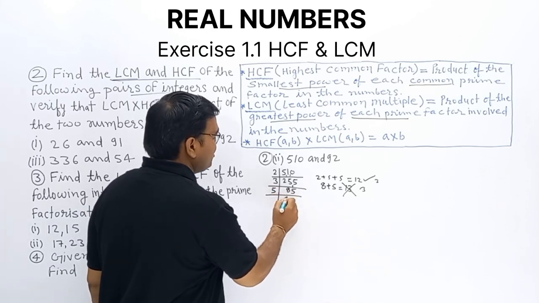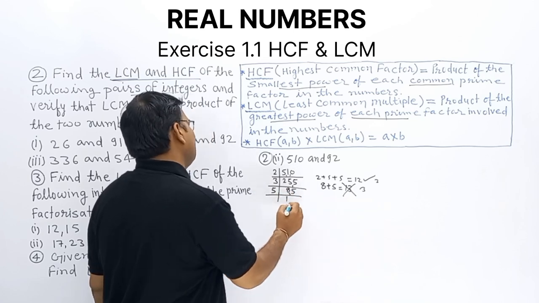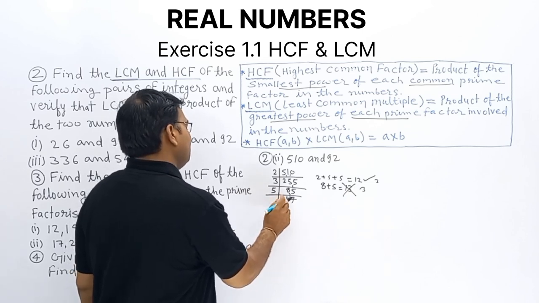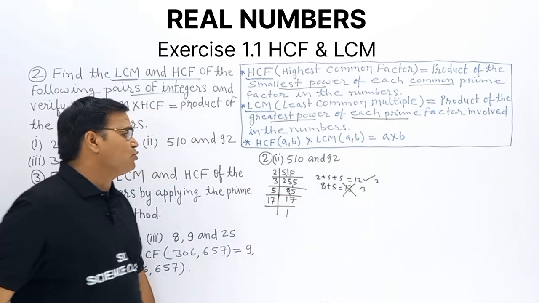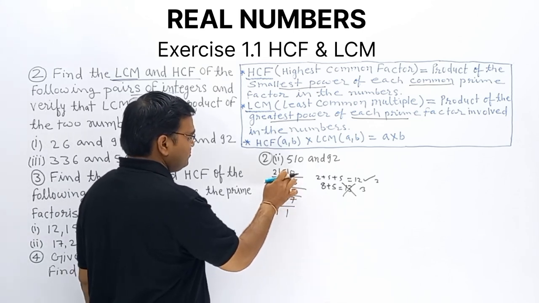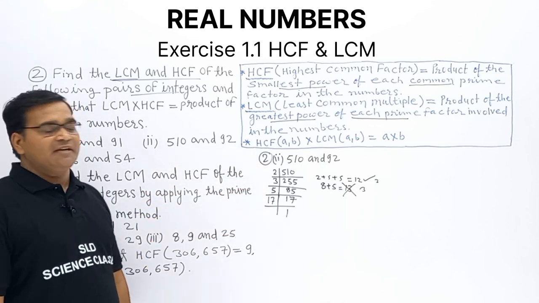Then how many times is it going? 1. 3 is remaining. 7 fives are 35. 7 times it is going. And the next is a prime number, so we will use it directly. How many times? 1 time it is going. So these are the prime factors of 510.